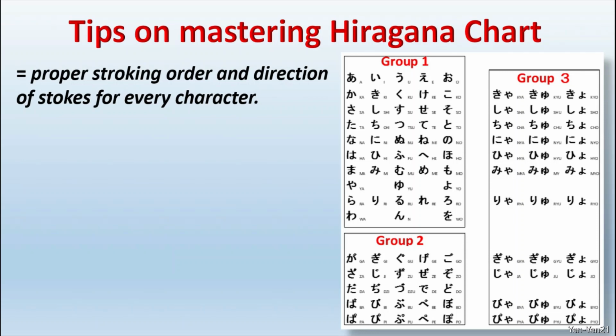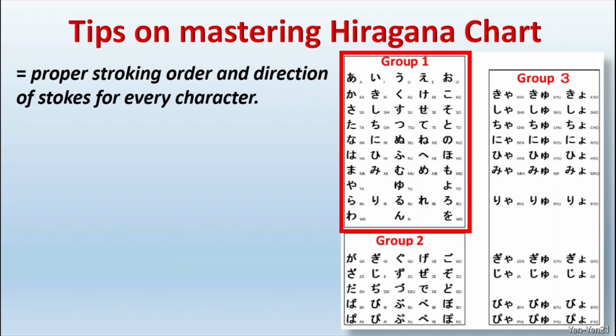These are some guidelines on how to memorize the whole hiragana chart. The hiragana chart consists of 3 groups: group 1, 2, and 3. First, you have to master group 1 of the chart, because when you're able to master writing all group 1 characters, you will also be able to write groups 2 and 3 of the chart easily, and the only thing you will do is memorize their reading.